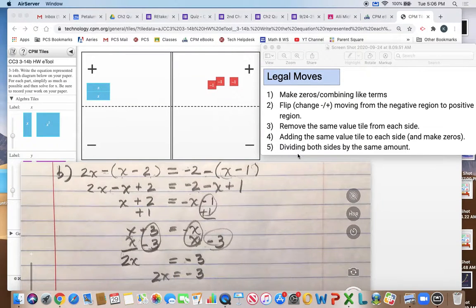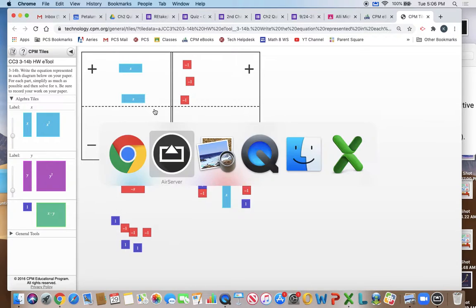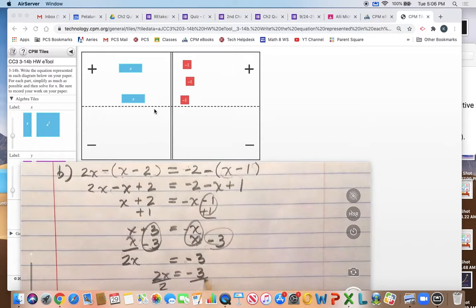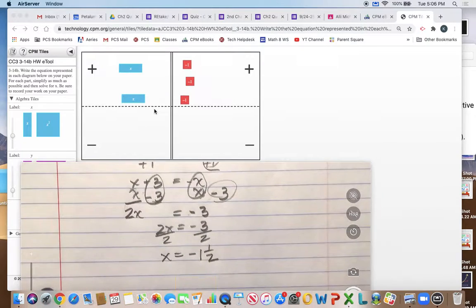And the last move that we have is dividing both sides by the same amount. So we'll divide this, and then it looks like we can't divide it evenly. So it's got to be like 1.5. Okay, so if we divided this side by 2 and this side by 2, we would find out that this is x, and this is equal to a negative 3/2, or negative 1 1/2. Okay, so that's our solution.